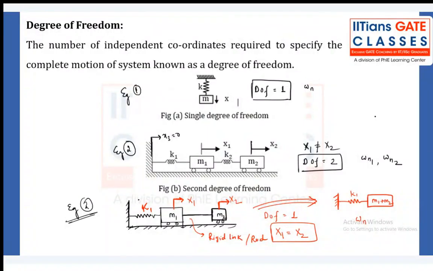How to find the degrees of freedom for any system? It's very simple. Always give some displacement variable to each mass in the system. Let's say two masses, give two displacement variables, and check whether those displacement variables are dependent or independent. For example, number one, we have a spring mass system in a vertical position. The mass is displaced by the amount x. How many displacement variables are there? One. So how many degrees of freedom? One. How many natural frequencies? One. Getting my point?